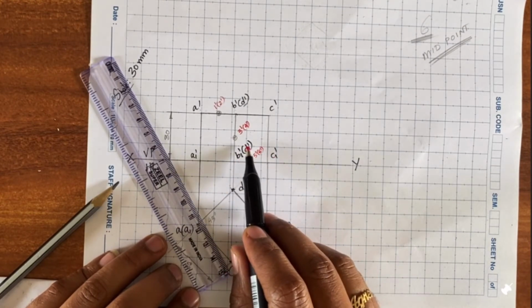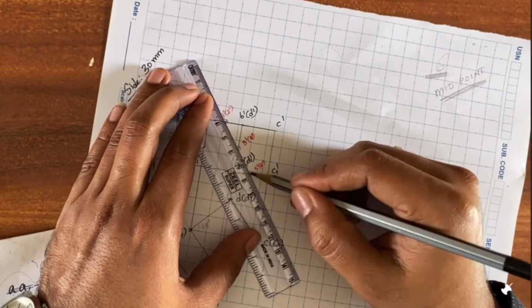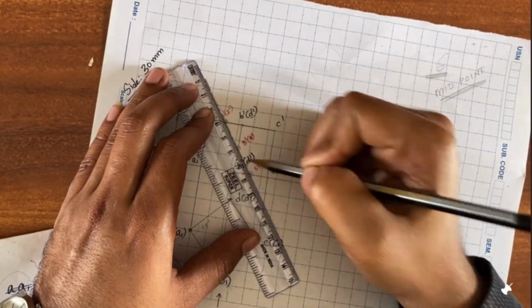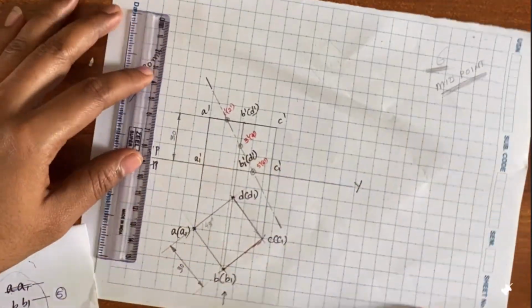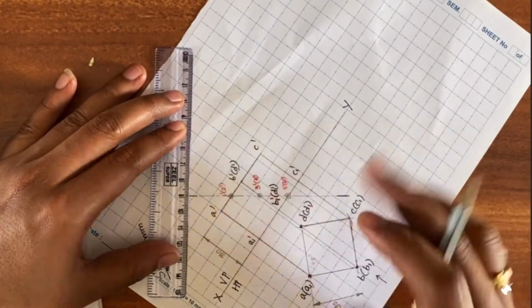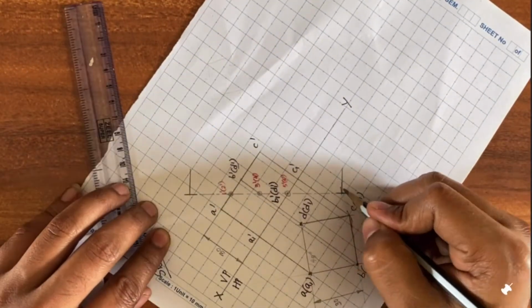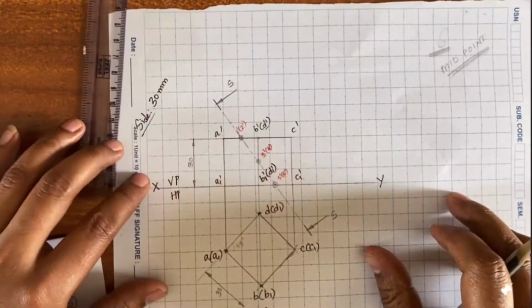So now if we join these 3 points with a straight line, we can call this one as a sectional plane. And here the upper part will be removed and bottom part will be retained. So show the arrows in the downward direction like this.